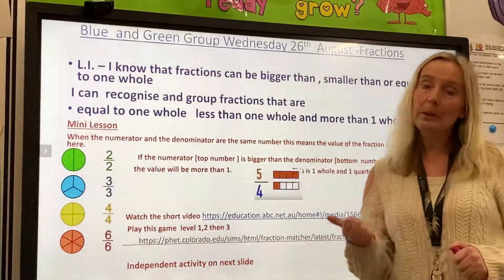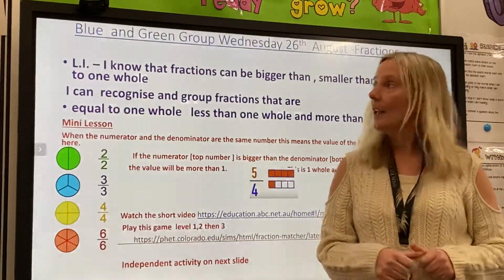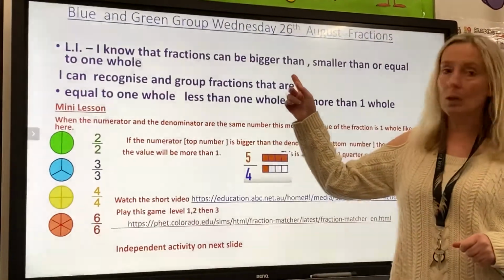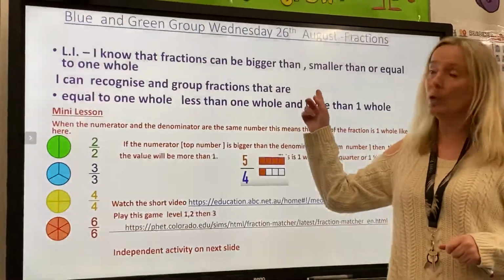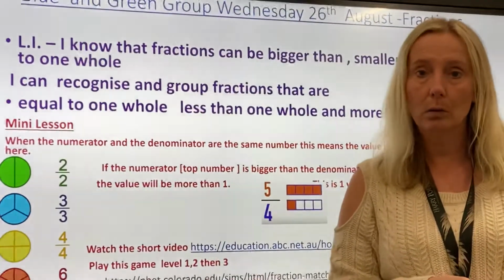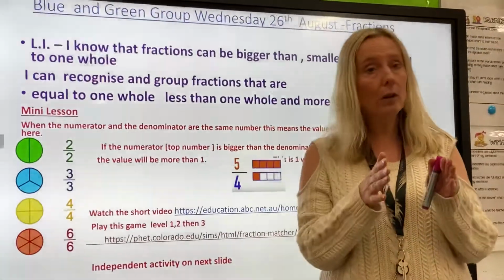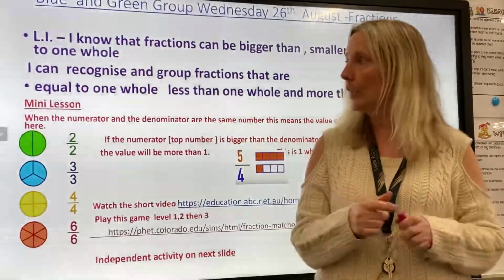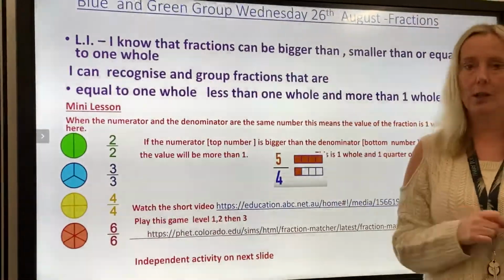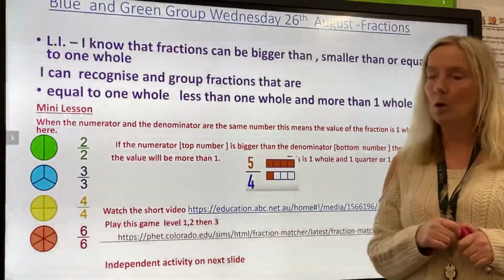We've done a little bit of work already about what the denominator is and the numerator. And today we are learning that fractions can be bigger than one whole, they can be smaller than one whole, and they can also be equal to one whole. So fractions can be bigger than a whole thing, smaller than a whole thing, or equal to a whole thing. And I'm looking that you can recognise and group fractions that are equal to a whole, less than a whole, and more than one whole.